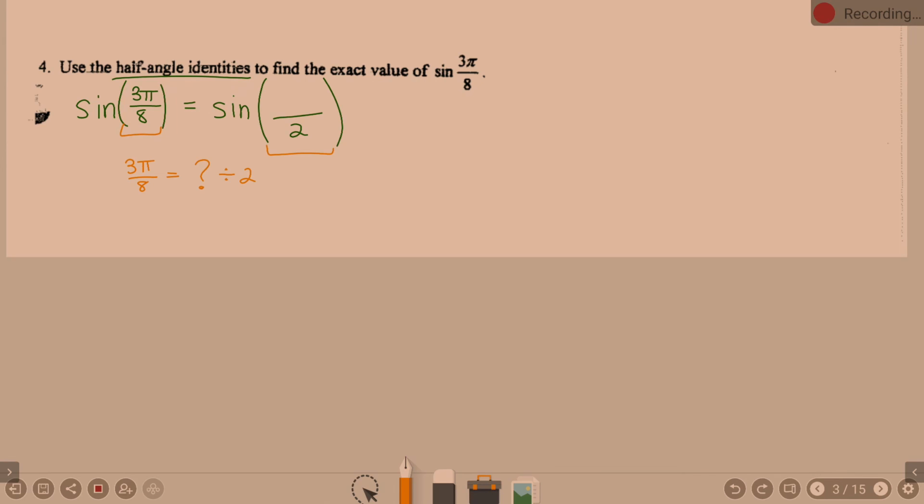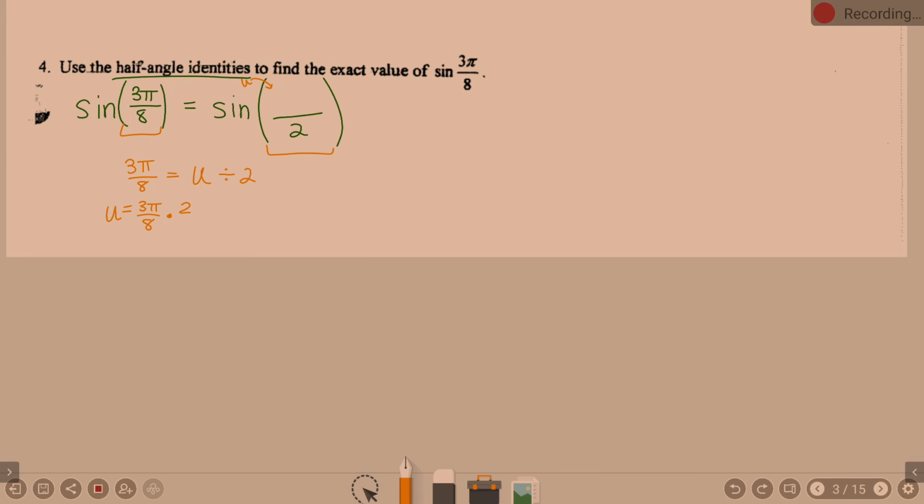So what are we going to have to do? Get to the bottom of it. If we're trying to find this right here, and actually the formula uses u, right? Because right here we're looking to put u, whatever u is. So if 3 pi over 8 is u divided by 2, how do you find u? You multiply by 2. So I'm going to have to do 3 pi over 8 times 2.